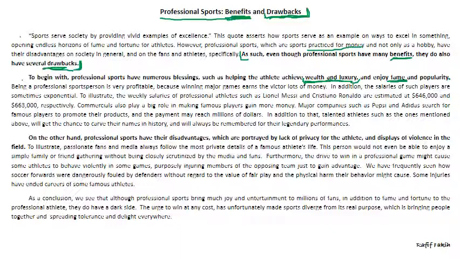Now, being a professional sports person is very profitable because winning major games earns the victor lots of money. In addition, the salaries of such players are sometimes exponential. Exponential, as you know in math, it's something that is multiplied and multiplied, billions and millions. To illustrate, means to give an example, the weekly salaries of professional athletes such as Lionel Messi and Cristiano Ronaldo are estimated at $646,000 and $663,000 respectively. Respectively means first Messi, then Ronaldo, as I wrote them here.